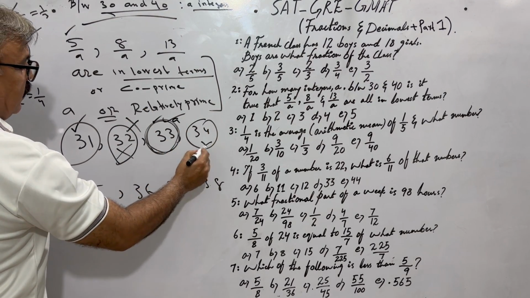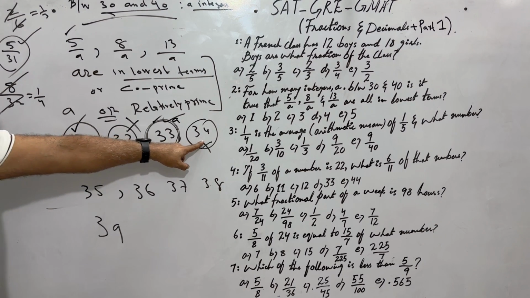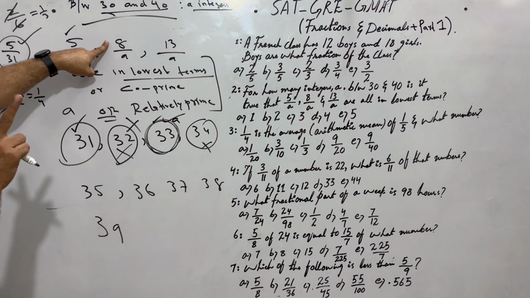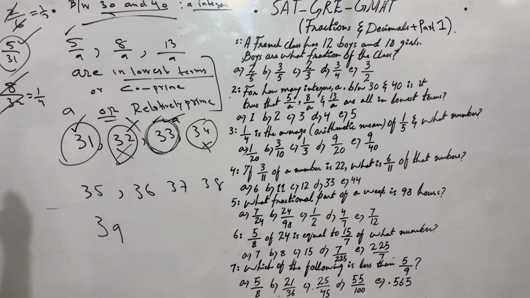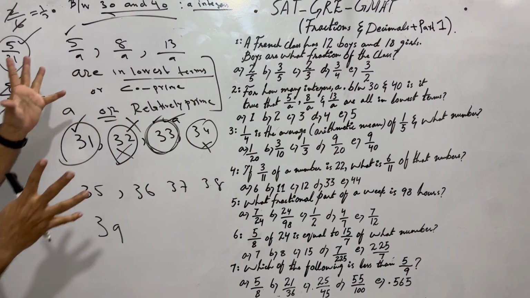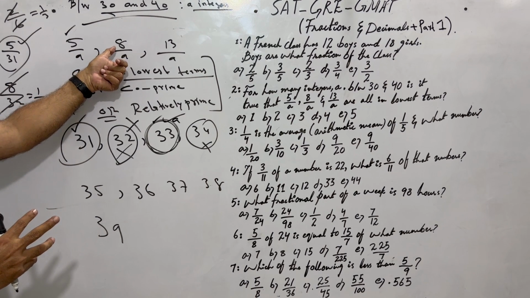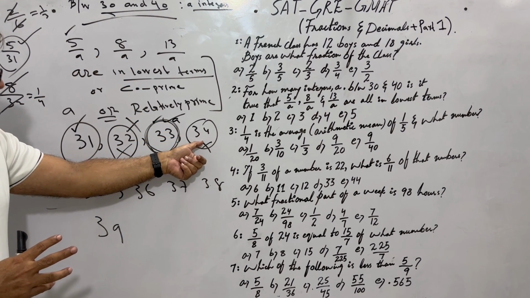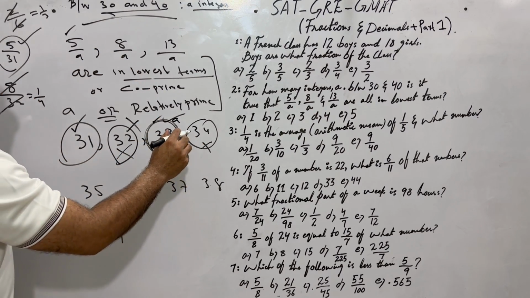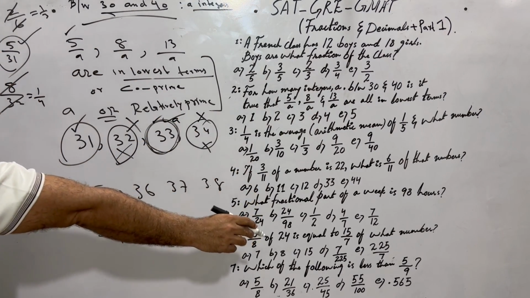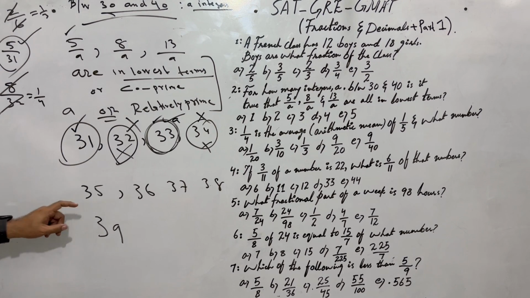What about 34? It can't be. It is ruled out. Why? Because 34 and 8 have a common factor of 2. 8 is divisible by 2 as well as 34 is divisible by 2. They have a common factor of 2, so it is not our A.